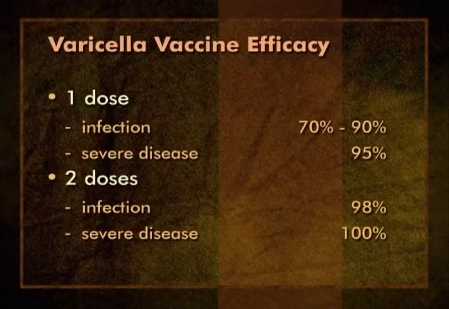The efficacy of one dose of single antigen varicella vaccine has been estimated at 70 to 90% against infection and 95% against severe disease. Vaccine efficacy estimated in clinical trials has been verified in investigations of varicella outbreaks. A clinical trial of single antigen varicella vaccine estimated the efficacy of two doses against infection for a 10-year period as 98%. This was significantly higher than efficacy after one dose. The two-dose regimen was 100% efficacious against severe varicella.